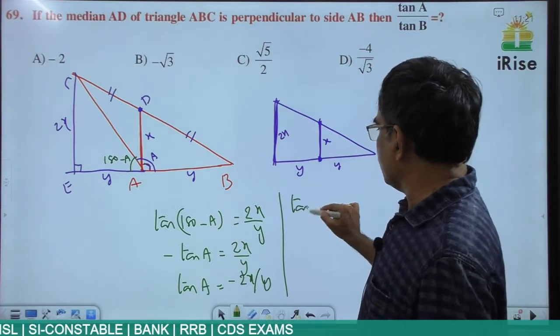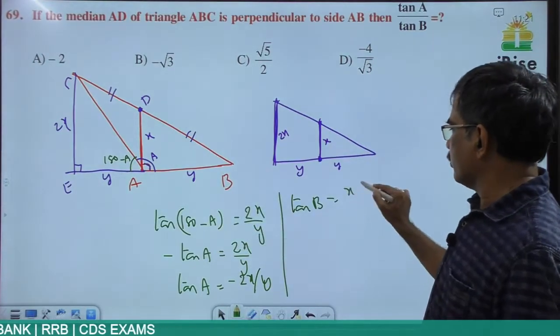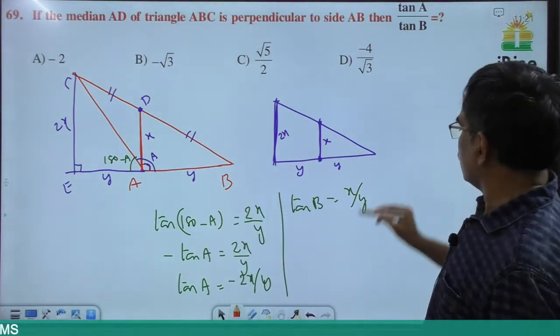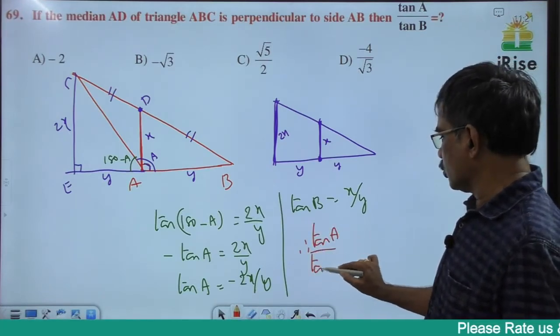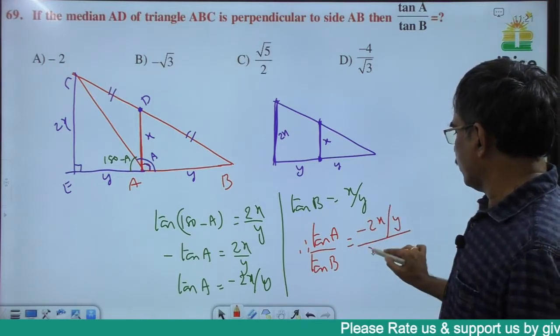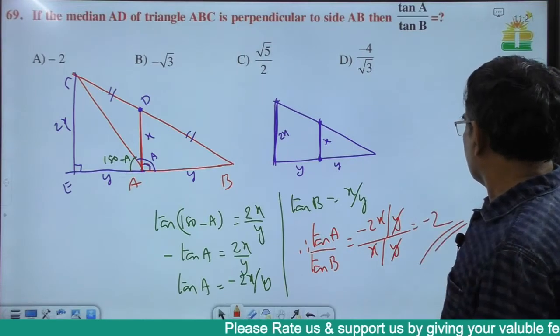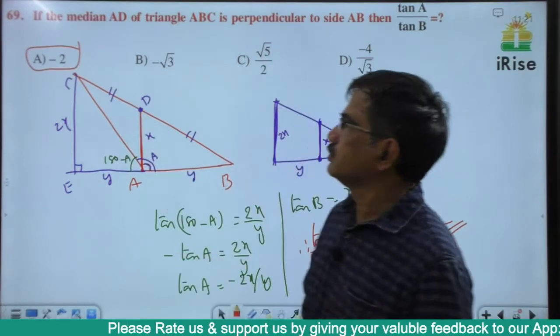Similarly, what is tan B? In this triangle, tan B is equal to opposite side by adjacent side, which is equal to x by x plus y. Then substitute in this. So therefore, what is tan A by tan B? This is the question. This is minus 2x by y by x by y, x cancel. So the answer is minus 2.